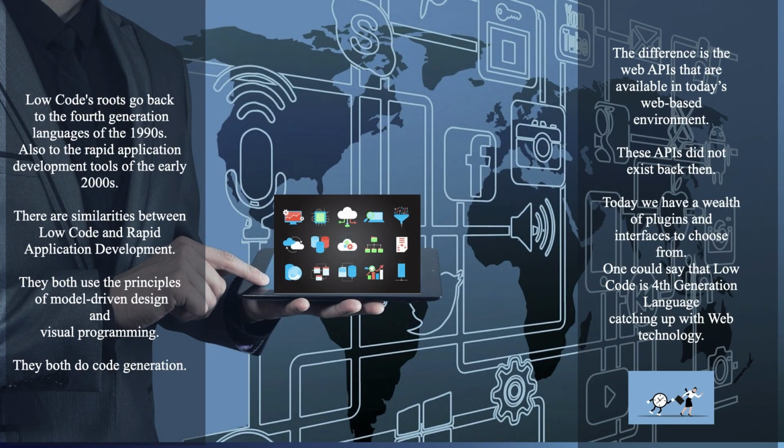Low-code's roots do go back to the fourth-generation languages of the 1990s. Also to the rapid application development tools of the early 2000s. There are similarities between low-code and rapid application development. They both use the principles of model-driven design and visual programming. They both do code generation.